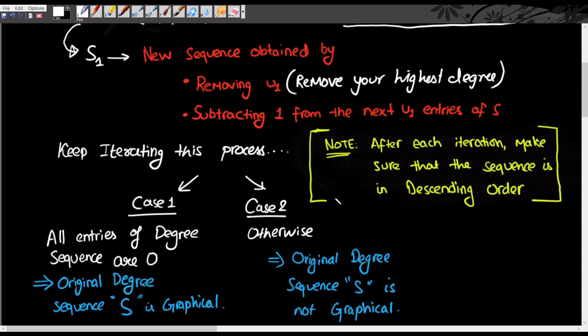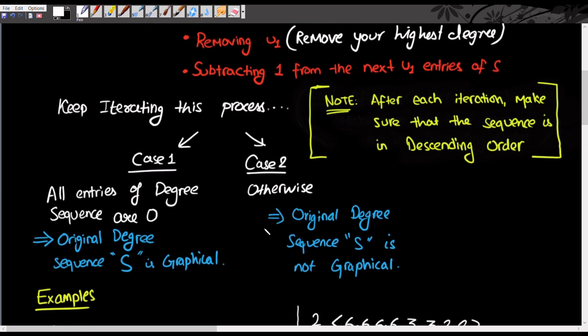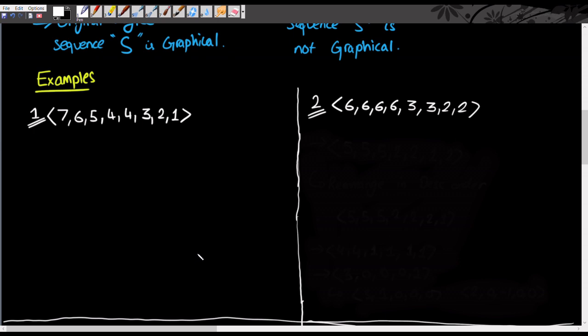An important note in this process is, after iterating each step, you make sure that the sequence is in descending order. It might be the case that after removing 1 from the next u1 entries or u2 entries, you might have a non-descending sequence. So always make sure to keep it in descending order. Let's do some examples that illustrate this theorem. It will be more clear.